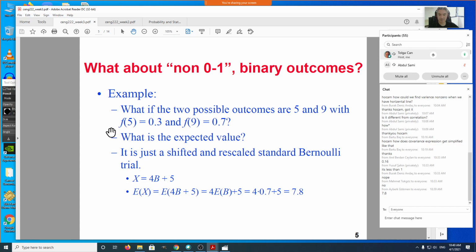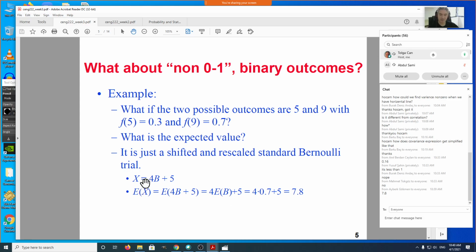And the variable that we have just defined here is a linear combination. It's a linear function of our Bernoulli trial. Since it's a linear formula, we can use linearity of the expectation to write it like this. And since the expected value of this Bernoulli trial is 0.7, all you need to do is 4 times 0.7, add 5 to that, and you get the same 7.8.